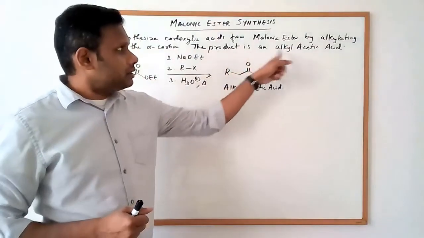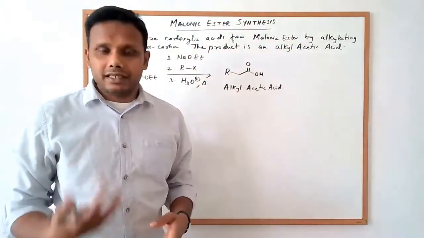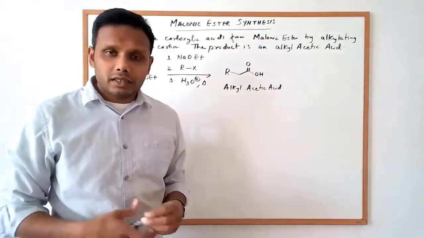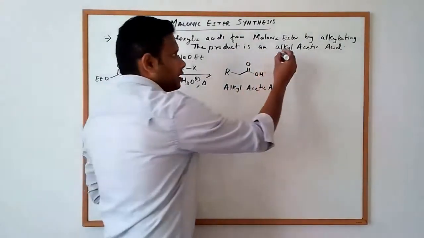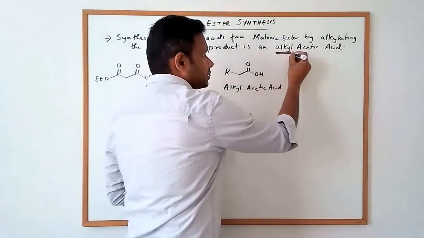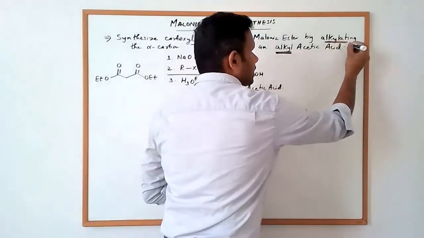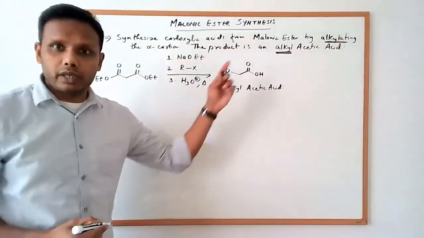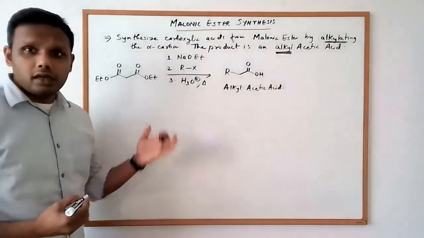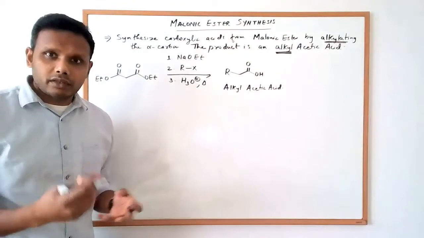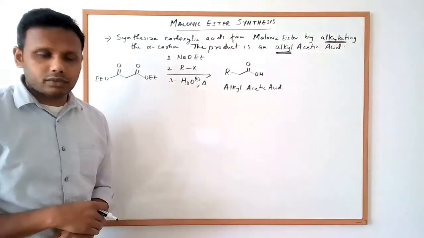The product is an alkyl acetic acid. In some cases, it may be a dialkyl acetic acid. The alkyl group in the acetic acid is coming from the alkylation that we are doing on the malonic ester. So let's look at a generalized example first, and then we will go into some specific examples.